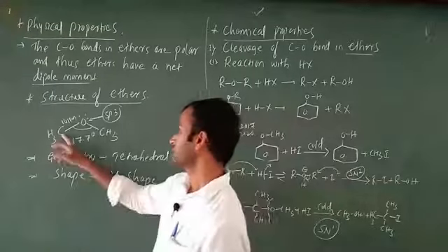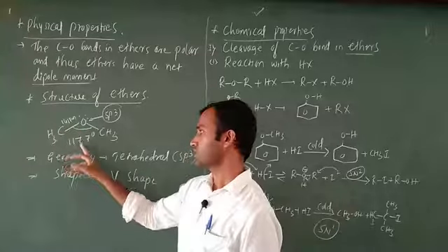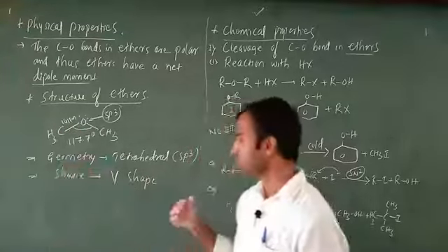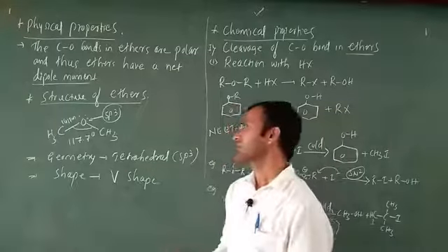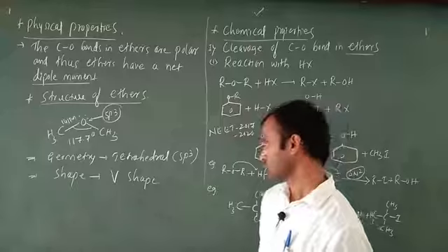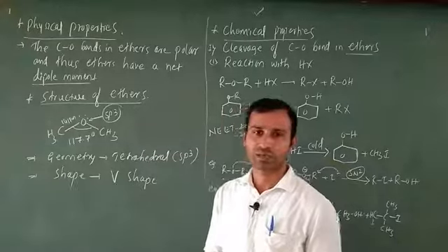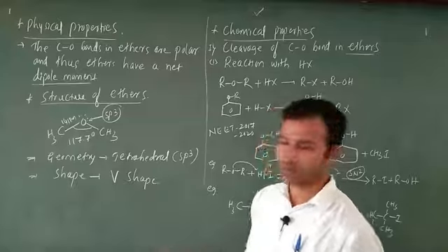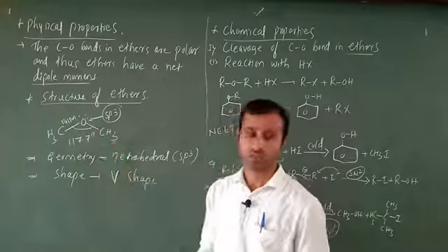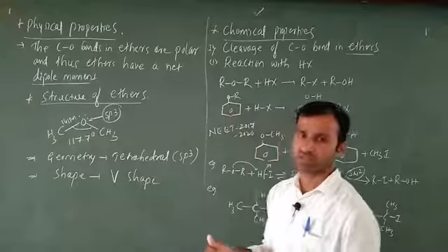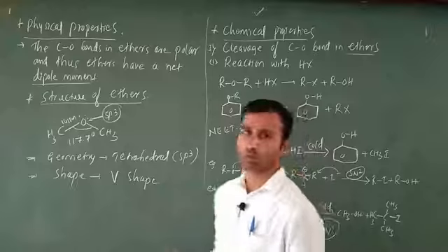Next, the carbon-oxygen bond length is 144 picometer. In this case, what is the bond angle? 117.7 degree. The important point is that the tetrahedral bond angle is 109 degree 28 minutes, but in this case the bond angle is greater because of the bond pair repulsion. If the bond pair repulsion is more compared to lone pair repulsion, automatically the bond angle increases. That is the most important point, bear in mind.